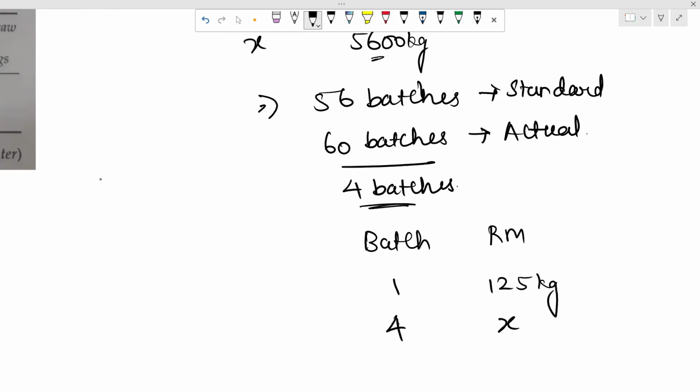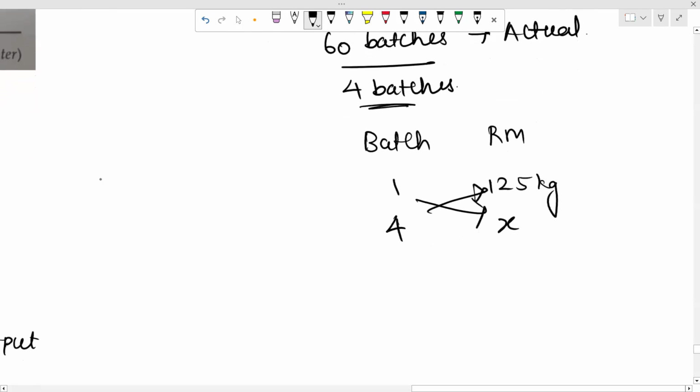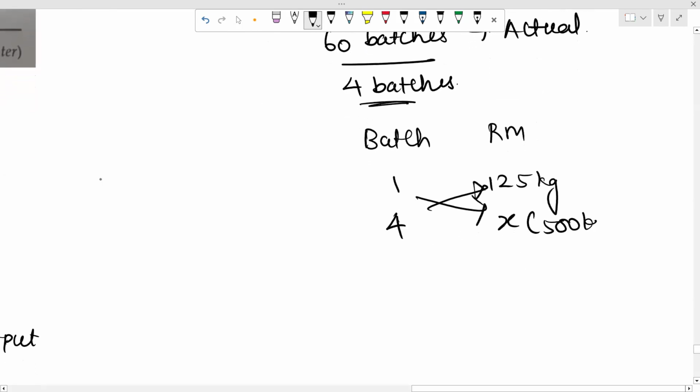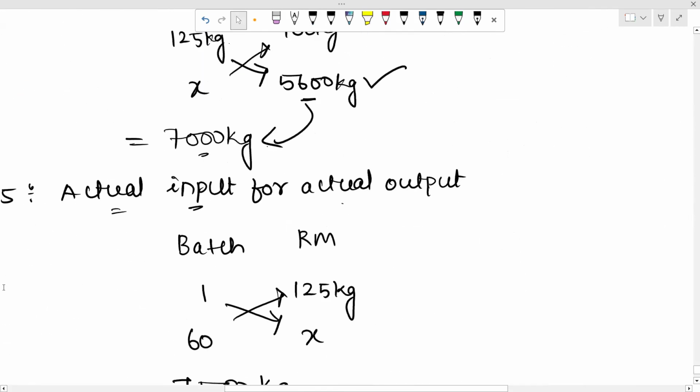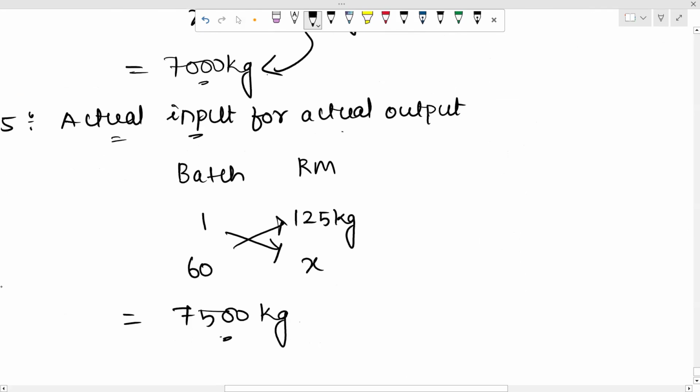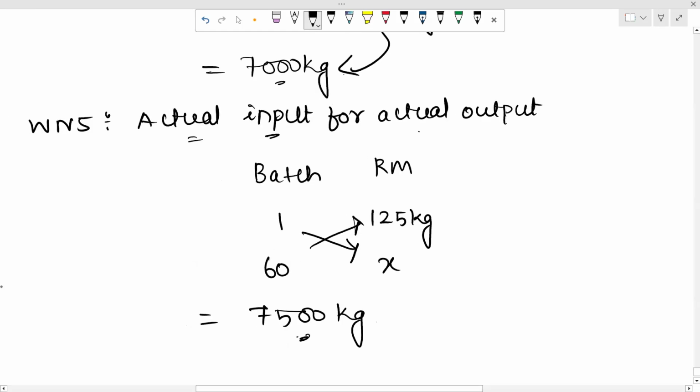Then we worked extra 4 batches, right? For 4 batches, what is the amount of raw material that we have consumed extra? So 125 into 4, we get 500 kg. So there is a difference of 500 kg. So the standard is 7,000, but the actual is 7,500. So the difference of 500 kg can be explained due to the usage of extra 4 batches. I hope it is clear.